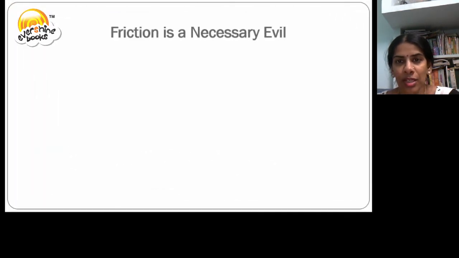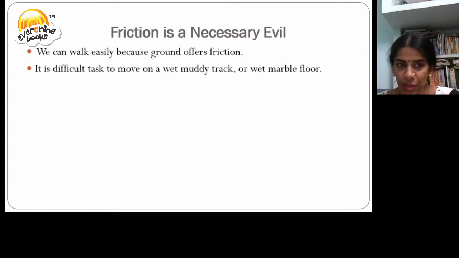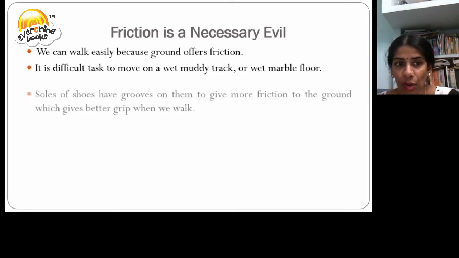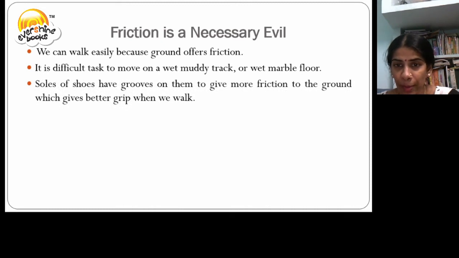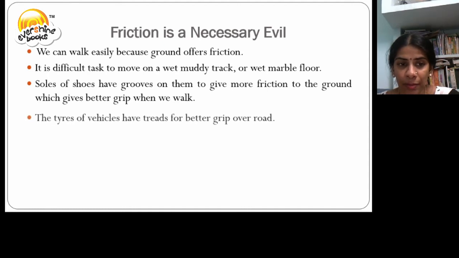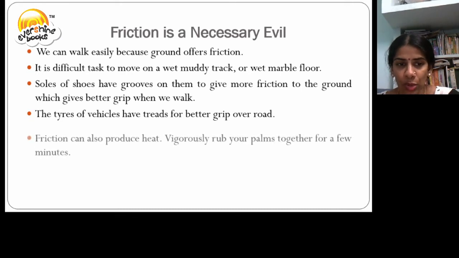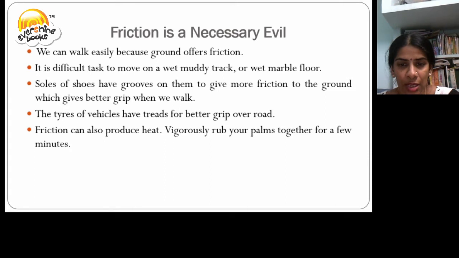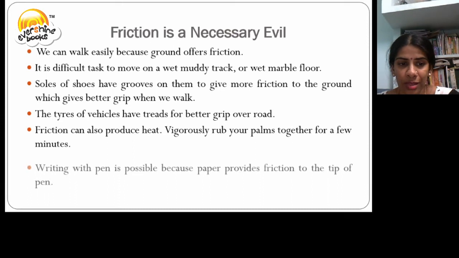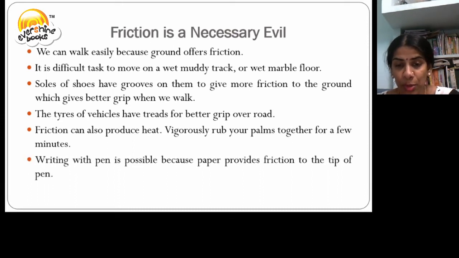Why do we say friction is a necessary evil? We can walk easily because the ground offers friction. It is a difficult task to move on a wet muddy track or a wet marble floor. Soles of shoes have grooves on them to give more friction with the ground, which gives better grip when we walk. The tires of vehicles have treads for better grip on the road. Friction can also produce heat, as you can see when you rub your palms together vigorously for a few minutes. Writing with a pen is possible because paper provides friction to the tip of the pen.